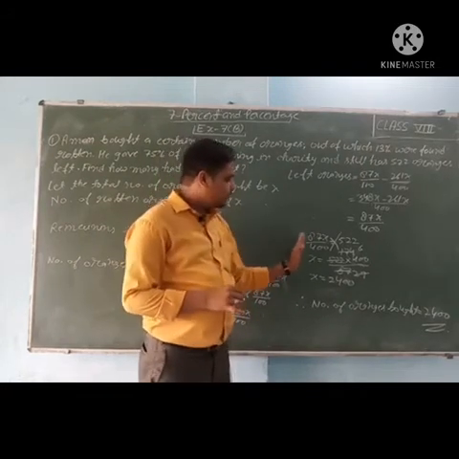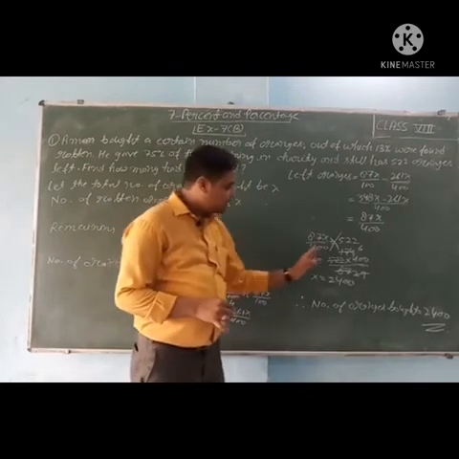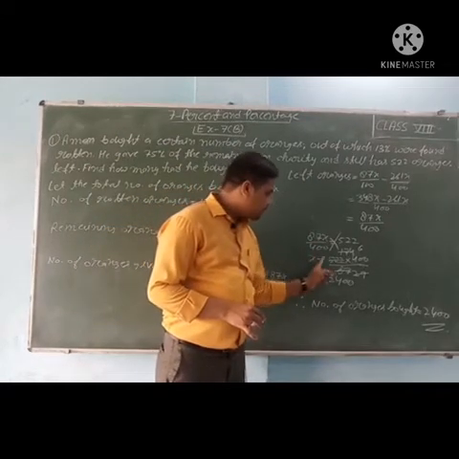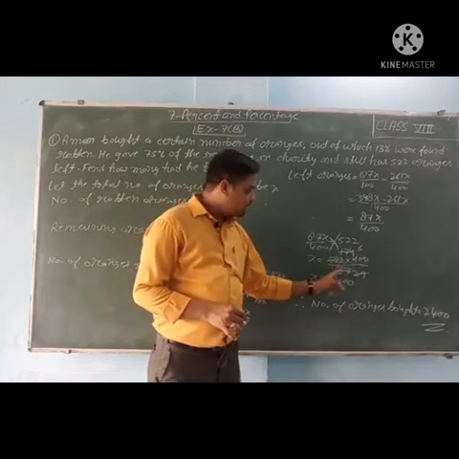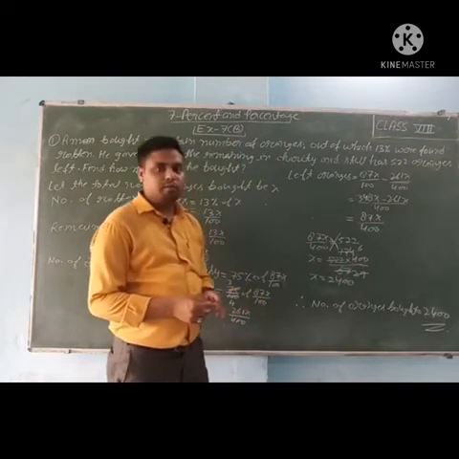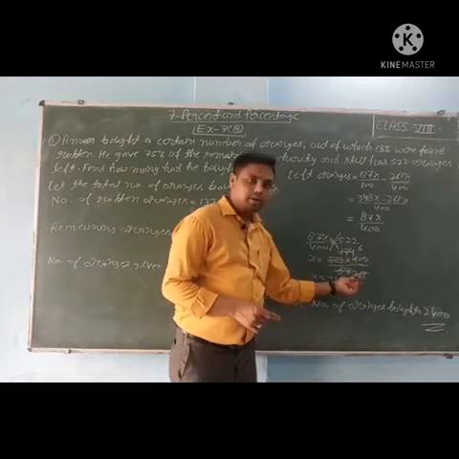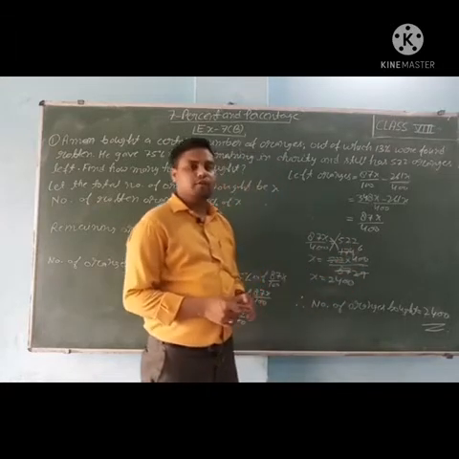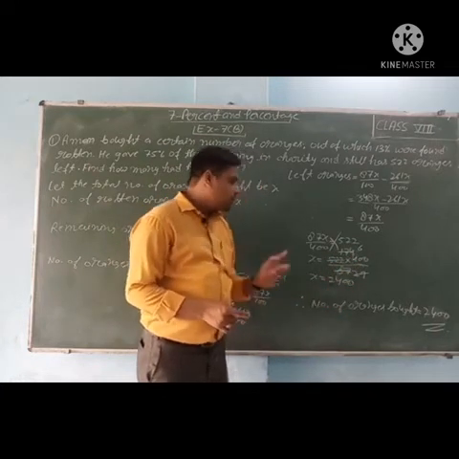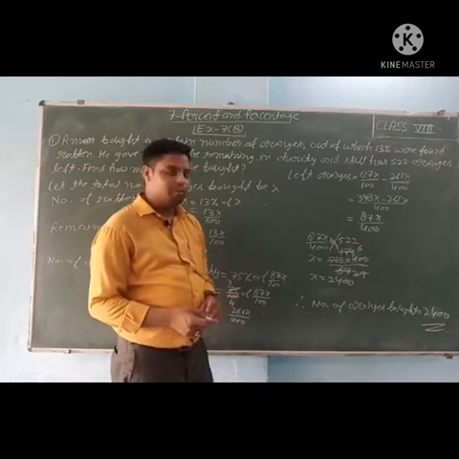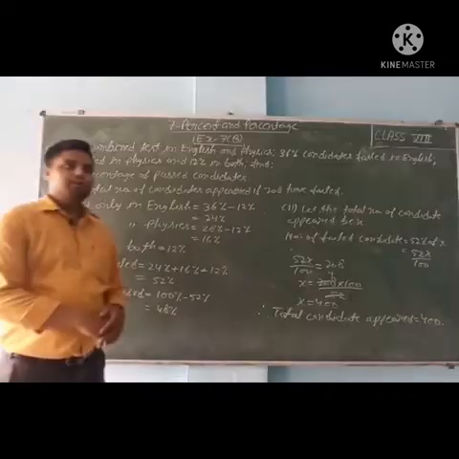So 87x upon 400 is equal to 522. After cross multiplying and solving, x is equal to 522 multiplied by 400 upon 87. By 3, 522 and 87 are divisible. Then it is coming 174 and here 29. So 29 sixes are 174. So x is equal to 6 fours are 24, that is 2400. Therefore the number of oranges purchased or bought is equal to 2400. This is the answer. Now you can see the third sum.